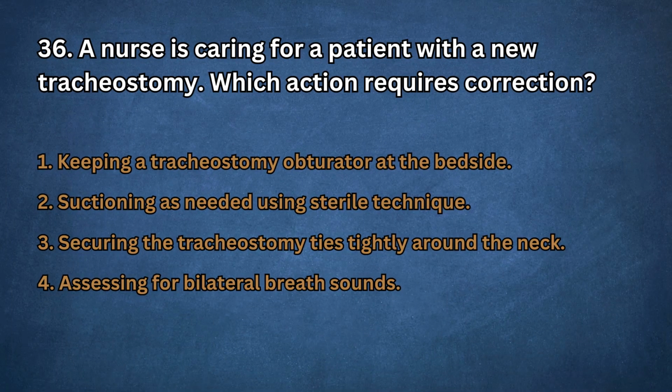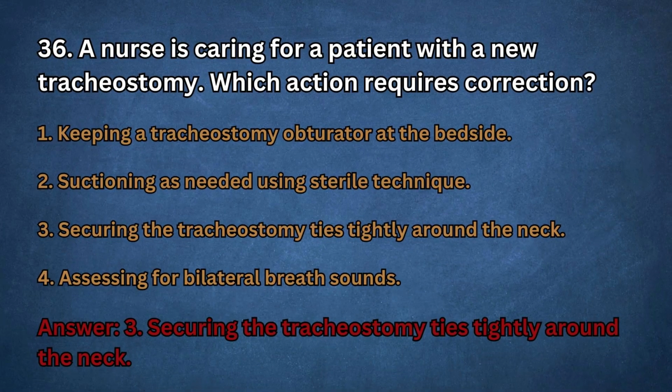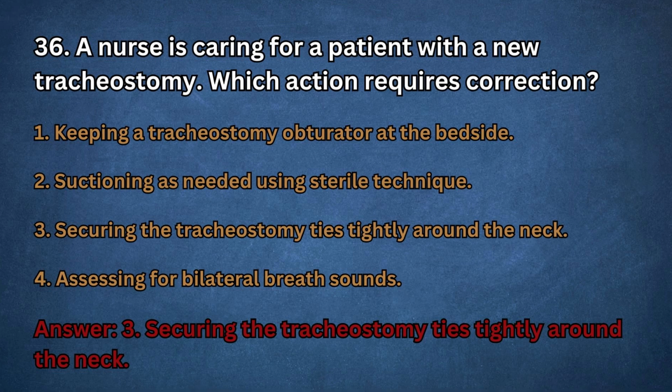36. A nurse is caring for a patient with a new tracheostomy. Which action requires correction? 1. Keeping a tracheostomy obturator at the bedside. 2. Suctioning as needed using sterile technique. 3. Securing the tracheostomy ties tightly around the neck. 4. Assessing for bilateral breath sounds. Answer: 3. Securing the tracheostomy ties tightly around the neck.